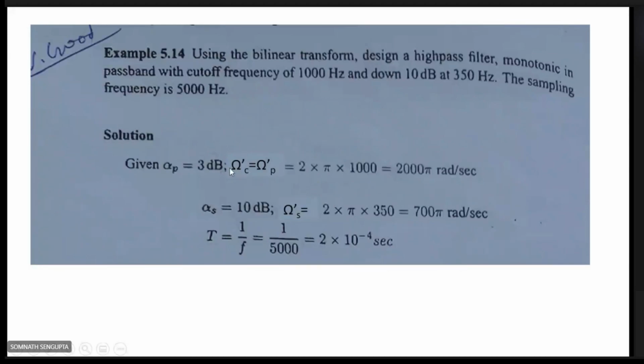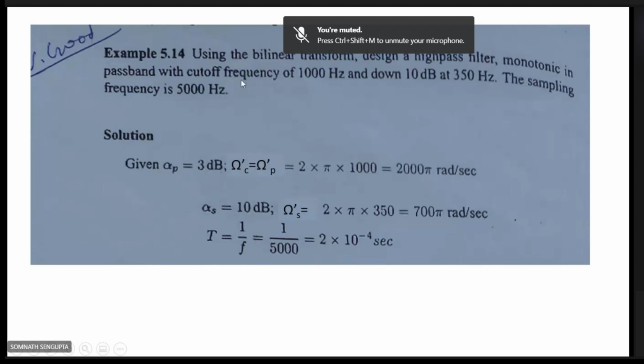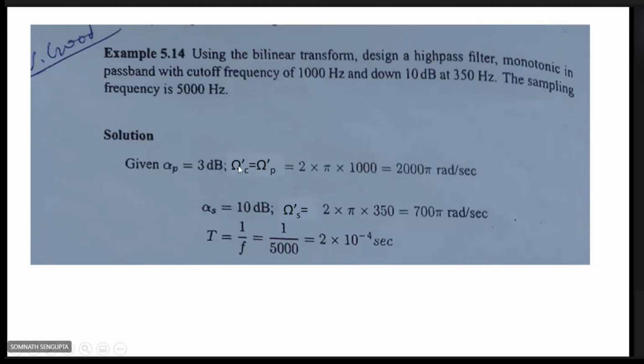You are writing it in the form of capital omega. Okay. So both cutoff frequencies and passband frequencies are same. Passband frequency generally is an arbitrary attenuation, but when it is cutoff frequency, then a gain of 3 dB is considered. So in this case, since passband frequency is given as cutoff frequency, cutoff frequency and passband frequency are considered as same.